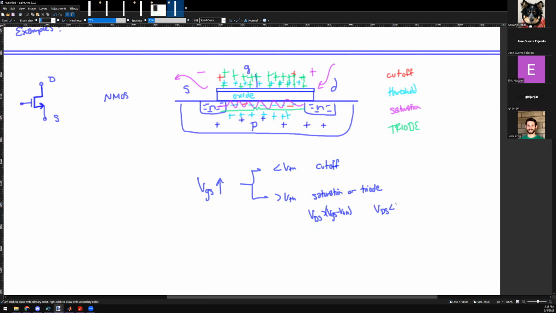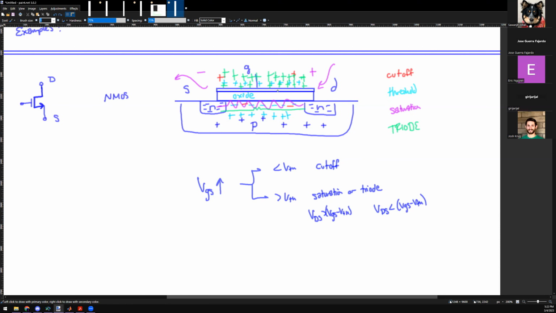Triode is just the opposite way. When VDS is so small compared to VGS minus VTH, we had to put some metric, some definition, so we choose to define it against this. So when VDS is much smaller than this, what does that mean? It means that the channel has a very low voltage.